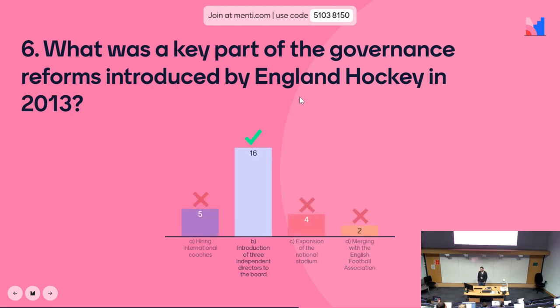Okay, so we've got the introduction of 3 independent members to the board. What do we think this means, independent directors? What does that actually mean? What was the difference there between what they had before and what they had to introduce? Who made up the board before they had the restructuring? The structure was different. Why was it different?